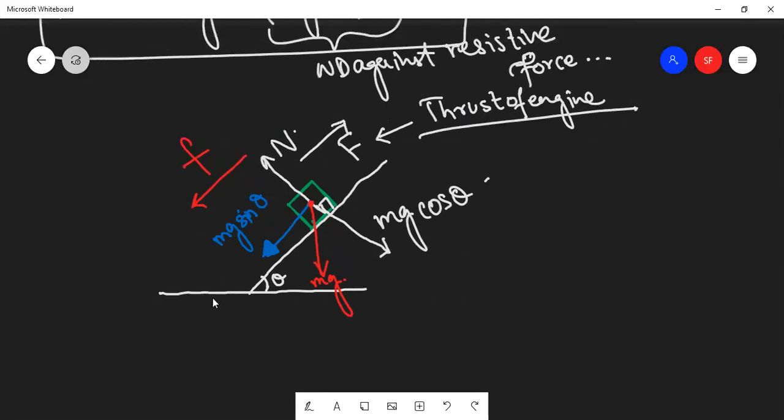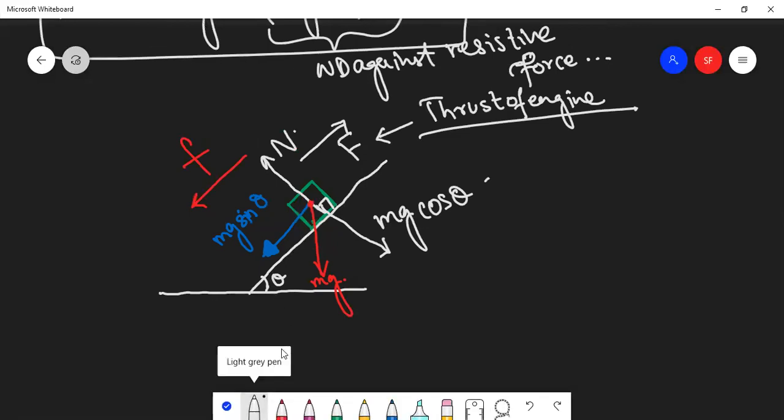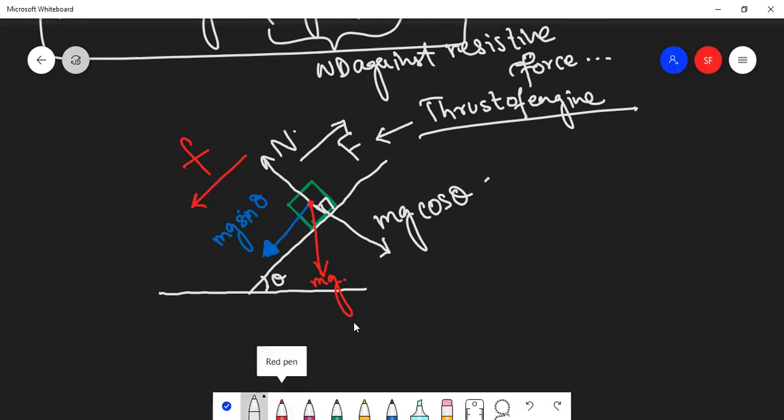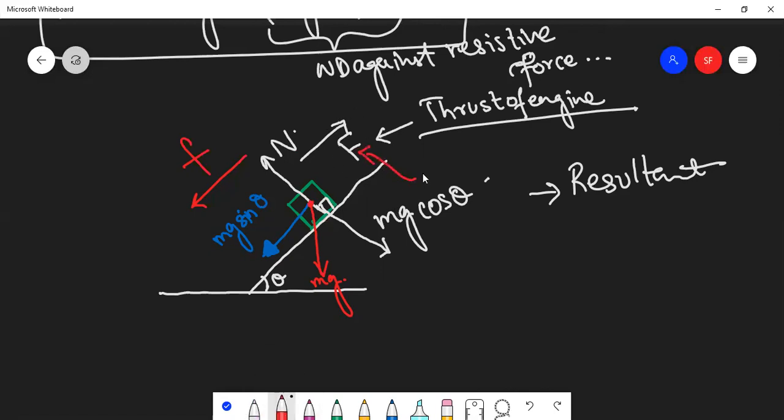Also, what do we call the net force? The net force is a resultant force. It's called the resultant. But what if we call that forward force the resultant? Would it be fine? No, it won't be fine because that's not the resultant force. That's the total force acting forward. The net force would be the forward minus the backward.